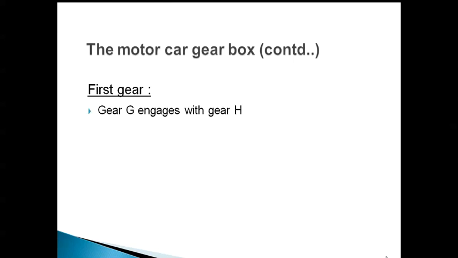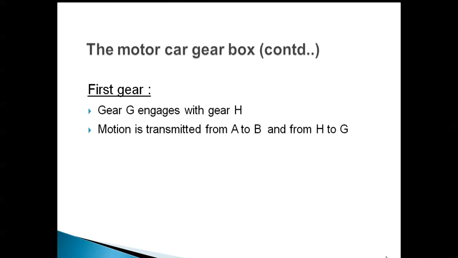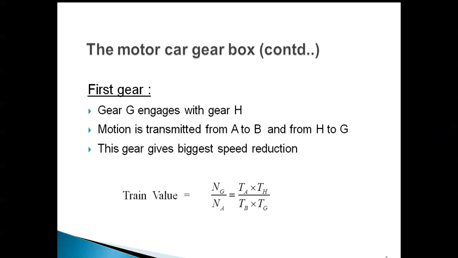So for the first gear, with the big gear here, the reduction of the speed will be more. So the gear gives the biggest speed reduction. In this case, gear G engages with H and the motion is transmitted from A to B and from H to G. So here the biggest reduction of speed will be possible in the first gear. So in the first gear, the vehicle moves with very slow speed.